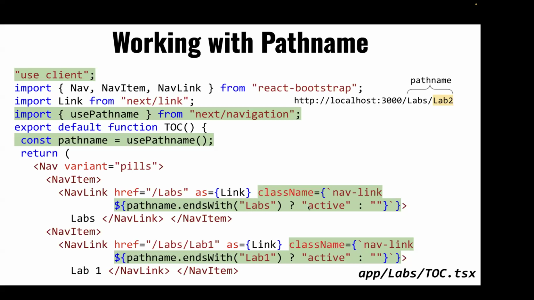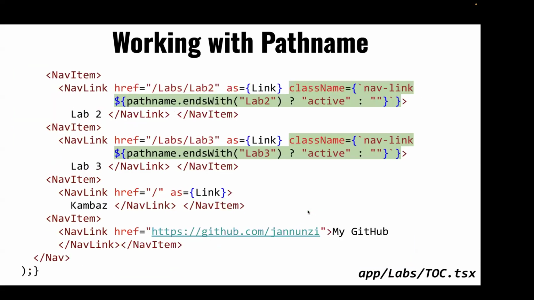If it ends with labs, then we apply a class. Otherwise, if it doesn't, then we don't apply any class. And this is all inside a template string that is calculating a hard-coded class plus some dynamic class here. Okay? And then this allows us to highlight the table of contents based on whatever path parameters come in.